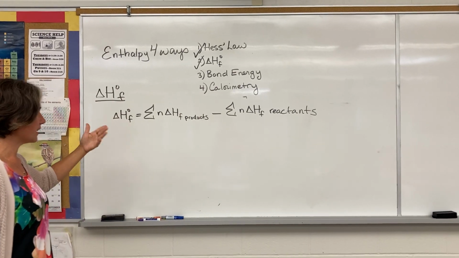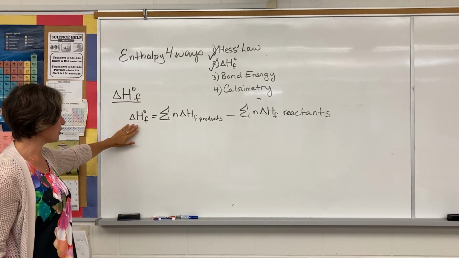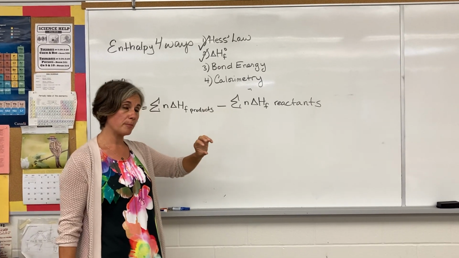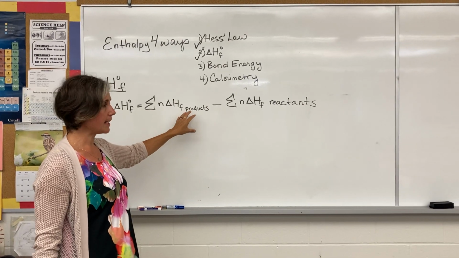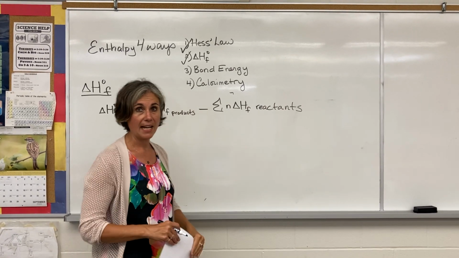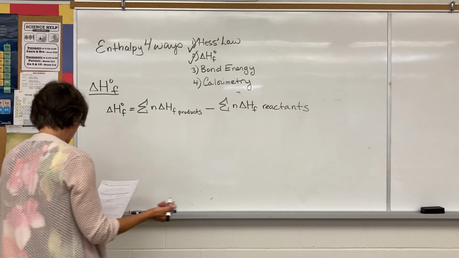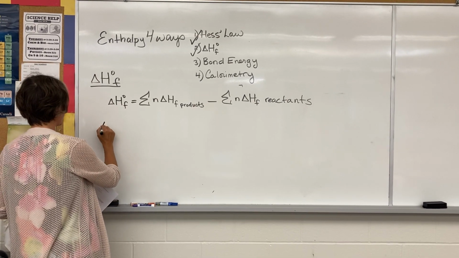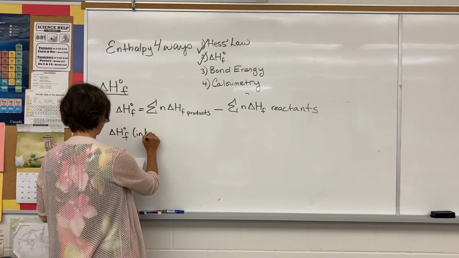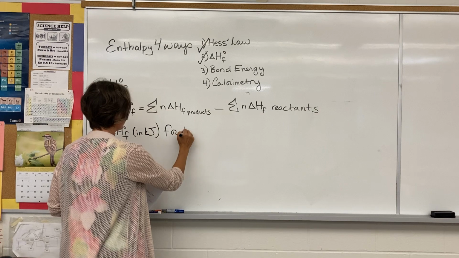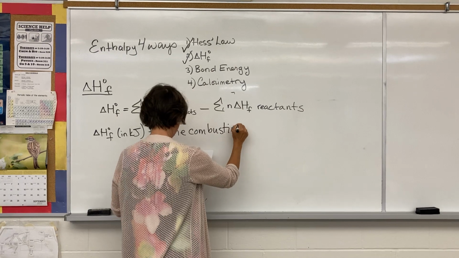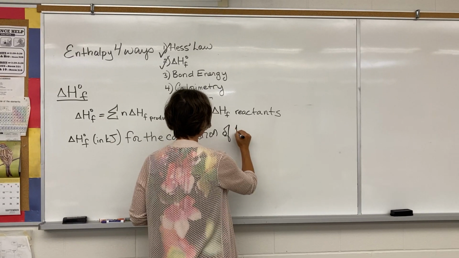The formula you should know for delta H naught F is that we take the enthalpy of formation for all of our products in a chemical equation, and from that subtract the enthalpy of formation for all of our reactants. So let's look at a question. What is the delta H naught F in kilojoules for the combustion of 1 mole of ethanol?